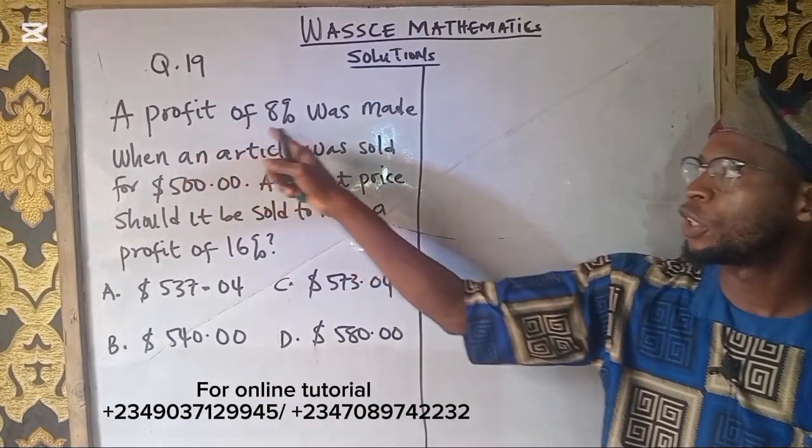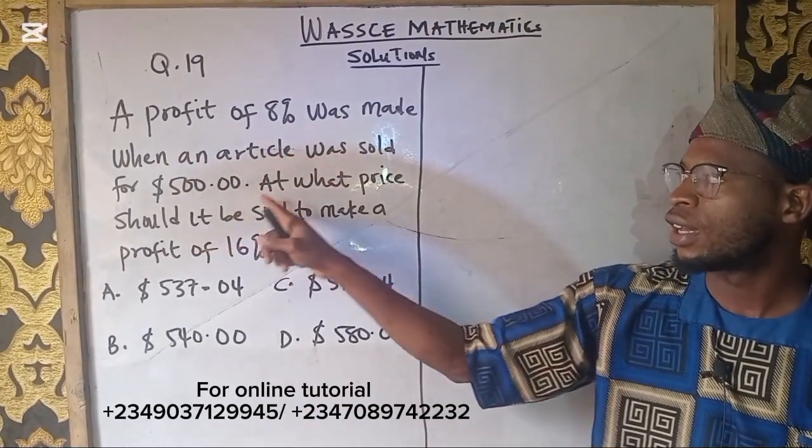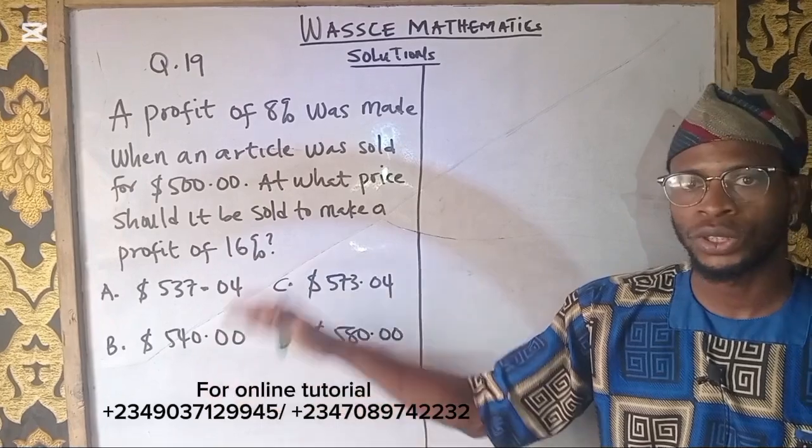Here is question 19 on the board. A profit of 8% was made when an article was sold for $500. At what price should it be sold to make a profit of 16%? And these are the options for the question.